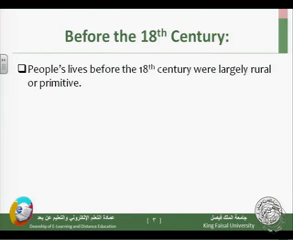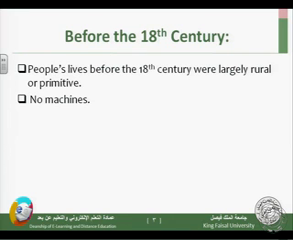People's lives before the 18th century were largely rural or primitive. What is rural? Rural, that is to say, depending on sheep, depending on cattle. A farmer or a peasant would stay in a plot of land, in a piece of land, taking care of the sheep around him, doing no more than that, just looking, paying attention to his flock, not moving away from that piece of land. So it was largely primitive. There were no machines at all.